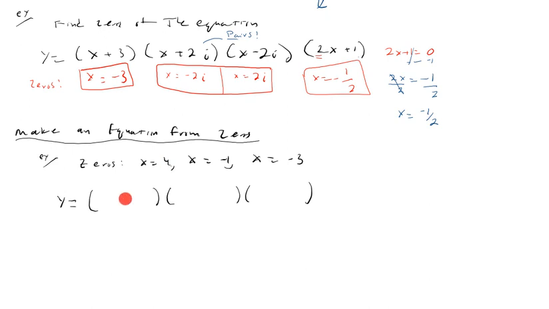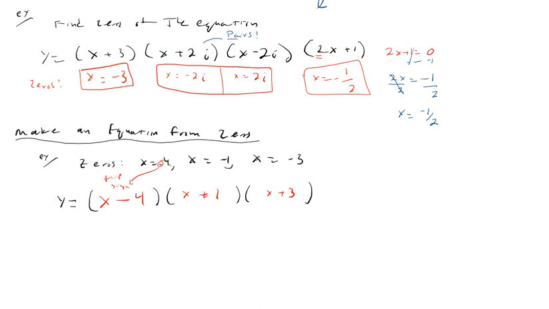And to put it back in, I just have to flip the sign the other way. So if it's x equals 4, my factor is going to be x minus 4. Positive 4 becomes negative 4. X equals negative 1 rather, negative 1 becomes a positive 1. Negative 3 becomes a positive 3. So here's an equation. There you go.